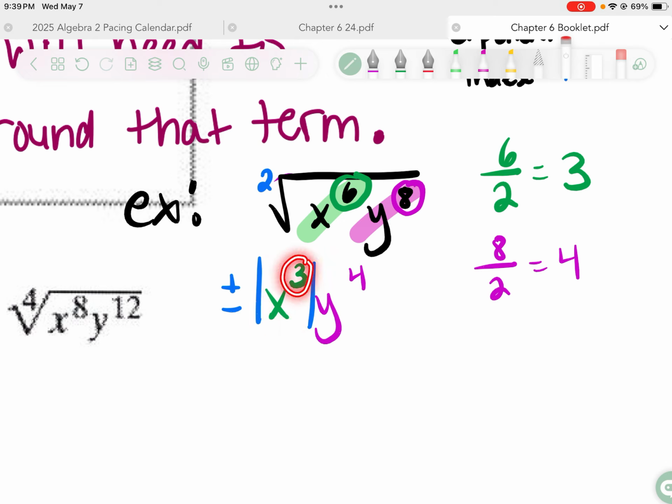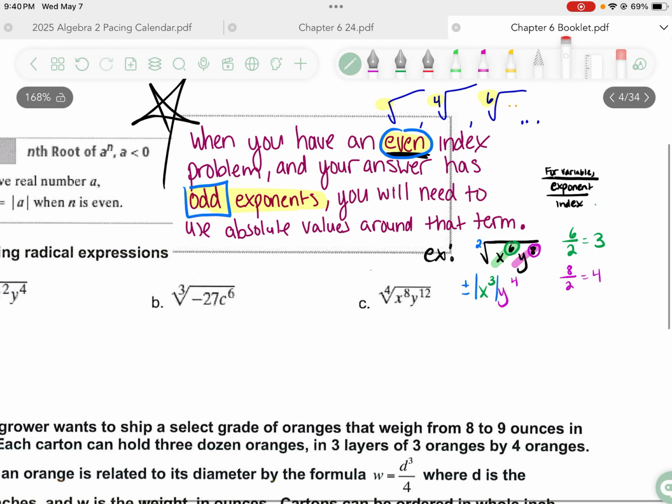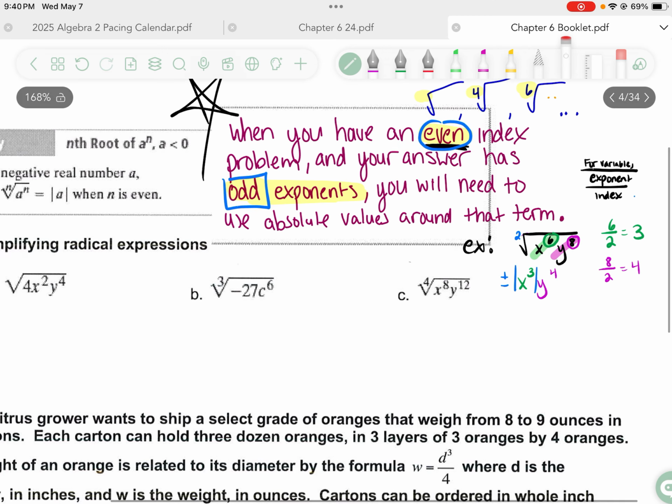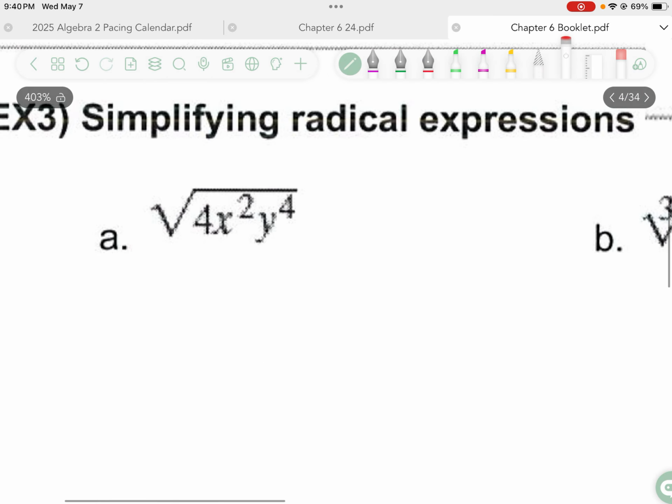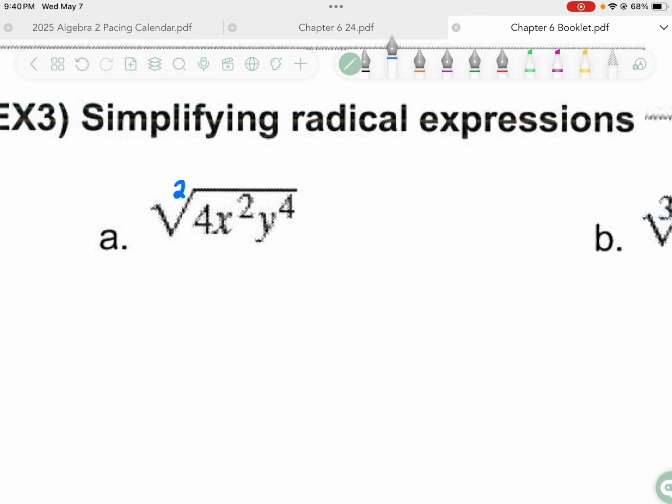All right, so once again, odd exponent in my answer, I put absolute values. If it's not odd, you don't need it. And that's only for even indexes. All right, so let's try a few examples here. This one here, I have an index of 2. So as soon as I see an even index, guys, I put a little star to remind myself that there's a couple extra steps I have to take at the end, right? Plus, minus, absolute value bars.